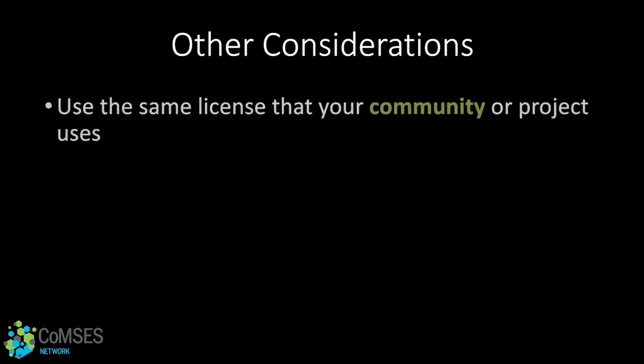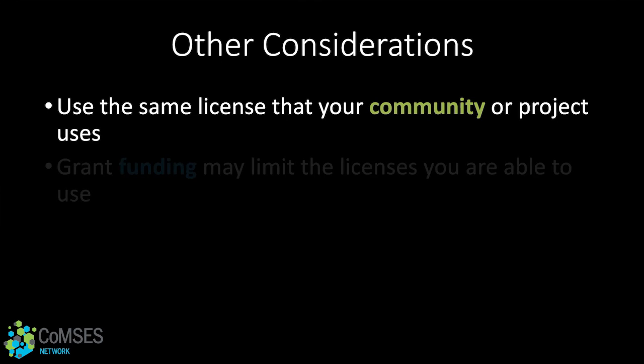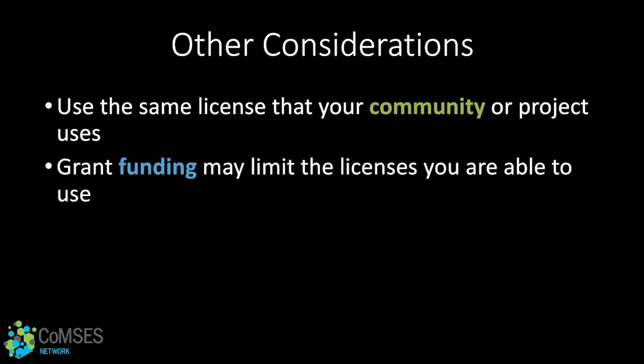Before we conclude, there are a few other issues that you should consider when choosing your license. If you are contributing to a project, your contribution should use a compatible license. For example, if you're making a module for the GRASS GIS program, your extension should use a license that's compatible with the license used by the GRASS GIS community. Grant funding may determine the type of license that must be used. Many funding agencies require that code created through research projects be open access.